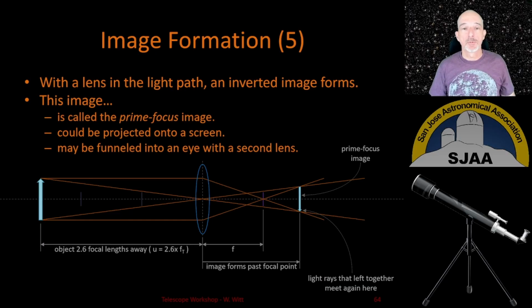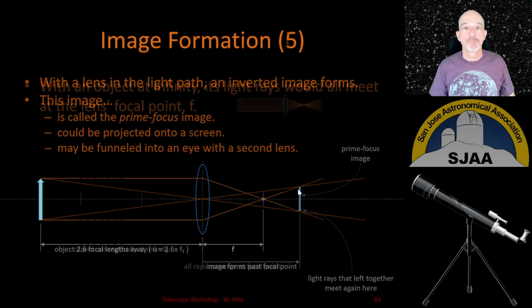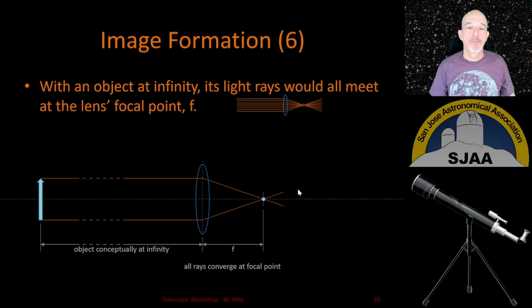So the key observation here is that we end up with this image that could be projected onto a screen, and we call that the prime focus image. Now, objects in astronomy are really far away. So far we've talked about our light funnel, saying that all the light rays are coming perfectly parallel towards our lens, and they converge here and so on. And that's how we constructed our light funnel to begin with on Sunday.